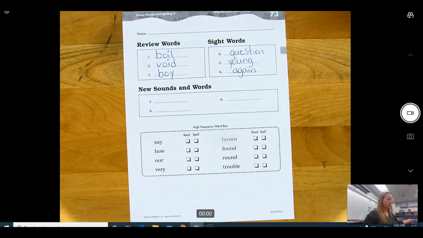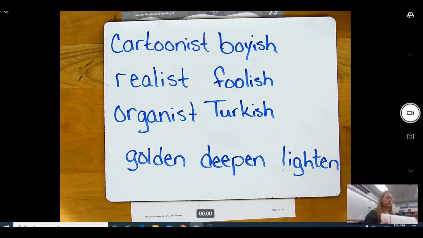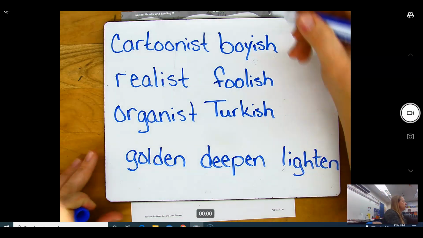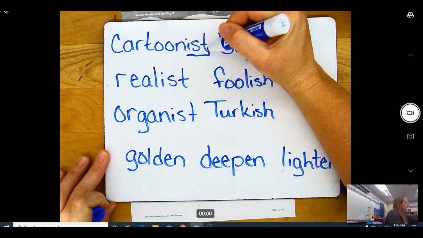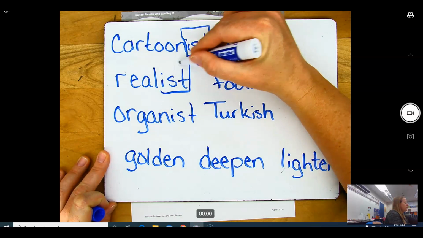Let's go ahead to our lesson today. We already seen the new suffixes that we're going to learn about. Can anyone read these words? What do all of these words have in common? All of them contain a suffix. So what suffixes do these words contain? Let's look at them. We have the suffix ist. How do we code suffixes? We box them.